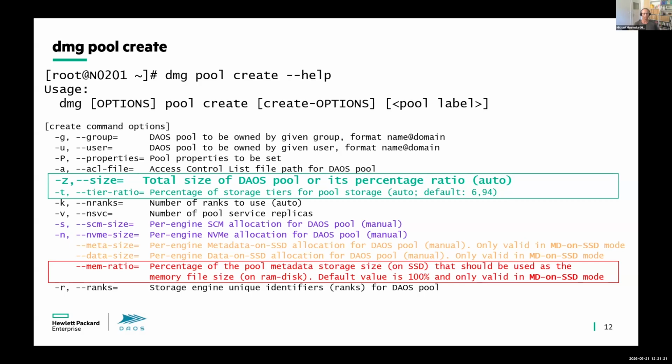For phase 2, there's a new parameter that is not in 2.6. Right? In 2.6, you could run phase 1 of MD on SSD, but not phase 2. With 2.8, there is a new option called mem ratio that determines what is the capacity ratio between the stuff that's living in DRAM and the stuff that's living in the metadata. But let's look at PMEM and phase 1 first.